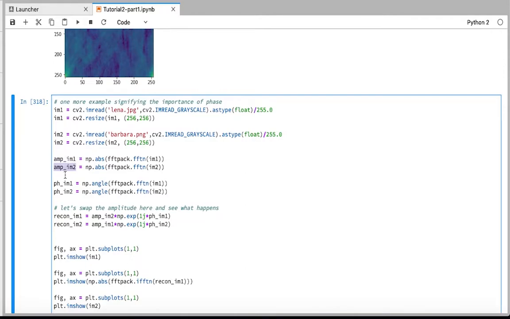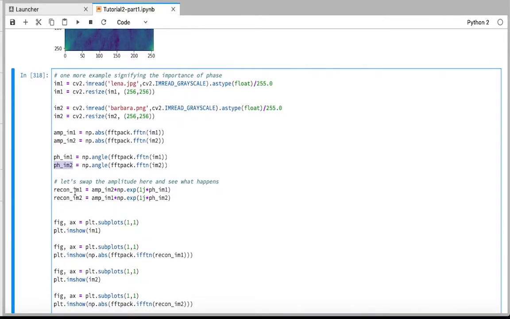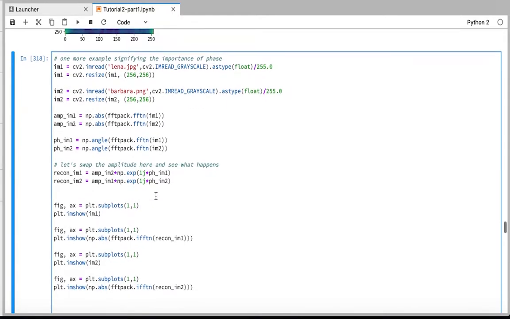I calculated the amplitude and phase of them, and then I'm reconstructing the first image back by using the amplitude of the second image, and vice versa. So the second image with the amplitude of the first image, and the phase, right?